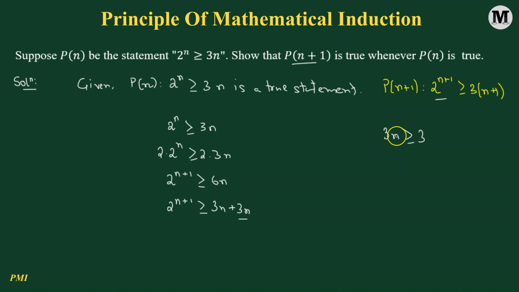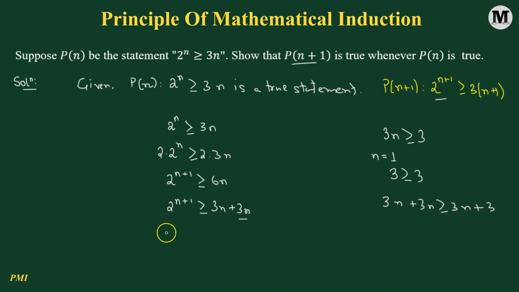Now we know that n here is a natural number. So what is the smallest natural number? The smallest natural number is 1. If we use n = 1, this is always going to be a true statement. 3 is always going to be greater than or equal to 3. In other words, if 3n ≥ 3, then it must be true that 3n + 3n is greater than or equal to 3n + 3.